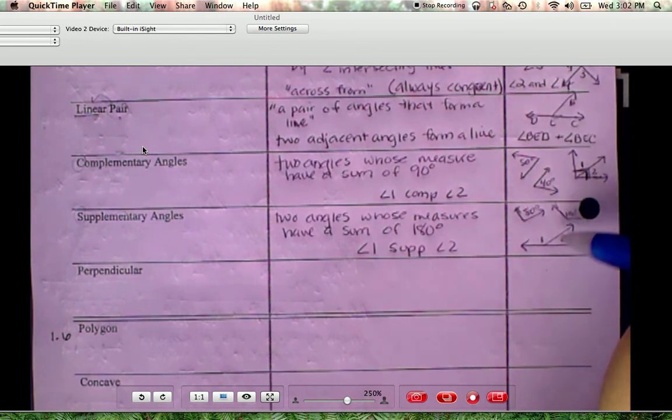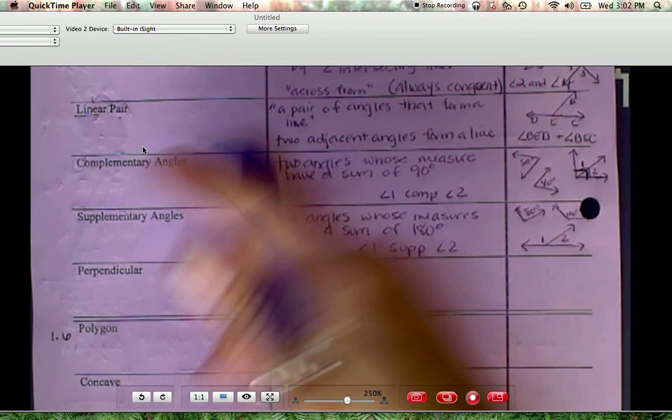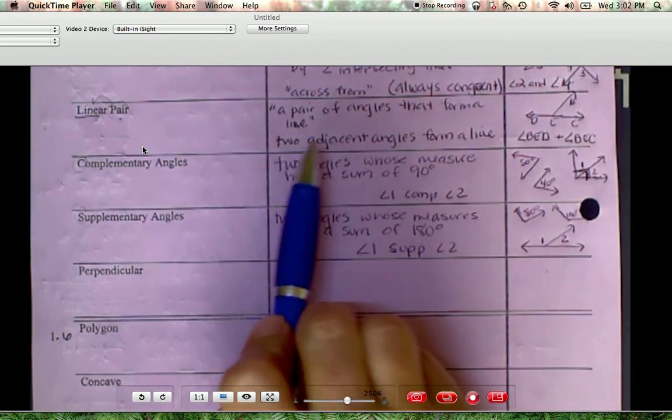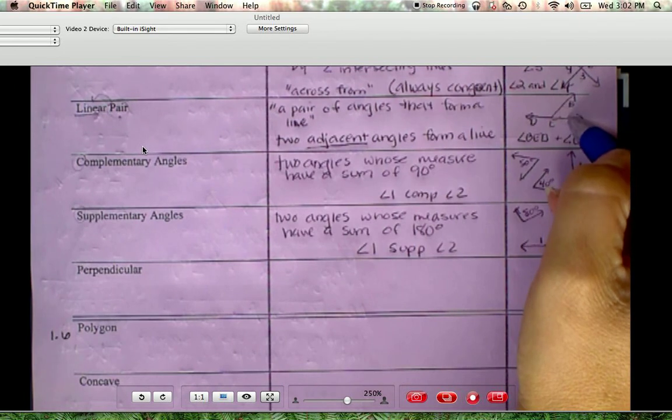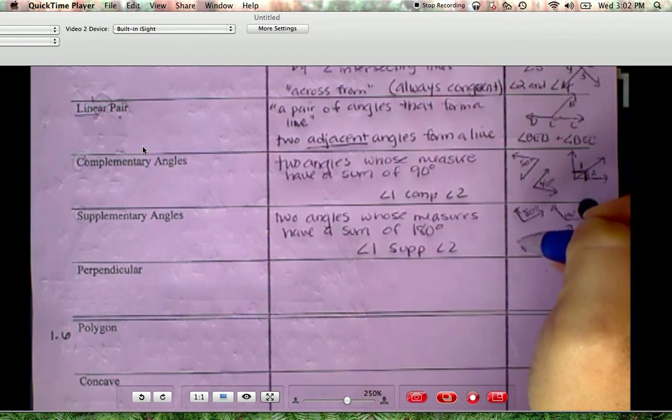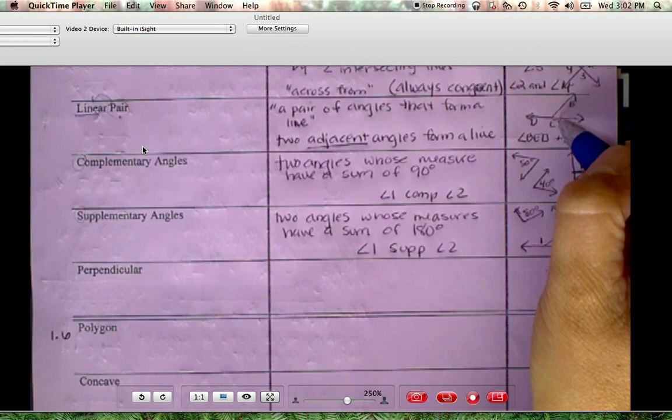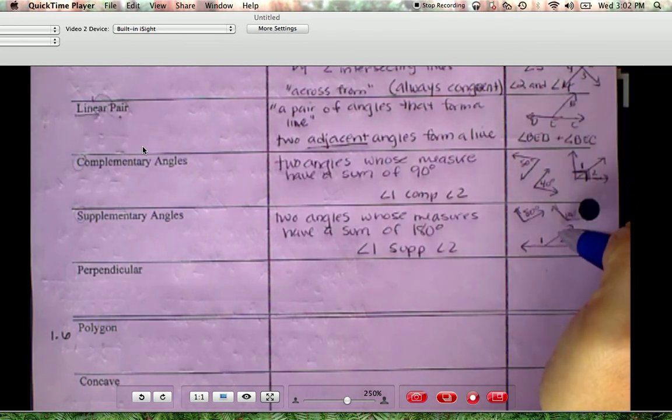Supplementary angles can be adjacent to each other, they can be next to each other, or they can be floating in space and not even be touching each other. Okay? Supplementary simply means that they add up to 180 degrees. Linear pair, however, goes a step further and says that they have to be adjacent. They have to be next to each other, physically next to each other. So linear pair and supplementary have some similarities. They add up to 180. The difference is linear pair has to be adjacent. Supplementary does not have to be adjacent, but it can be adjacent.